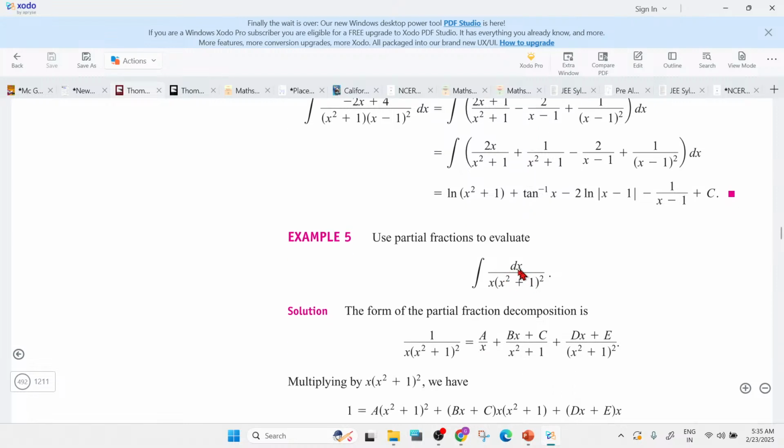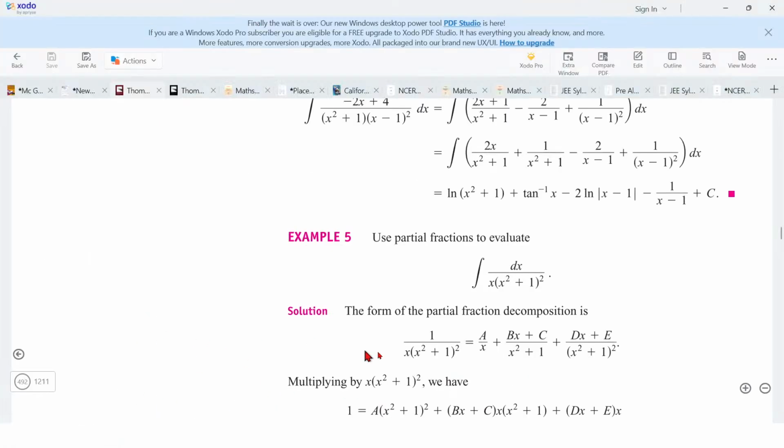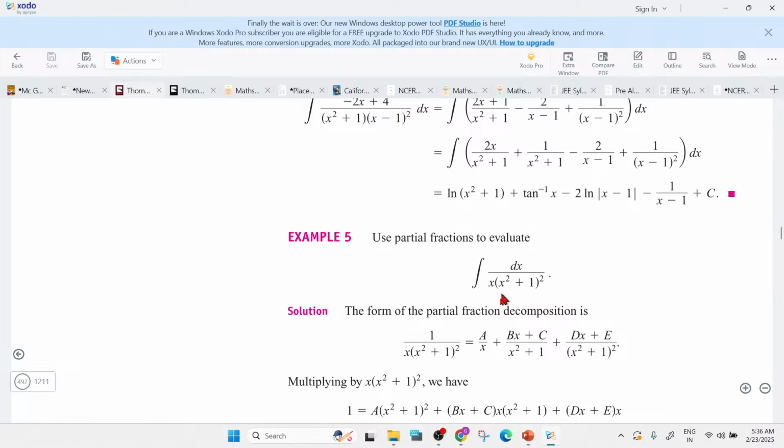This quadratic factor is repeating. So we will get these two terms, first and second, right? Yes, sir. And for x, you will get one term. For x square plus 1, one term Dx plus E by this thing, and Dx plus E by x square plus 1 squared.